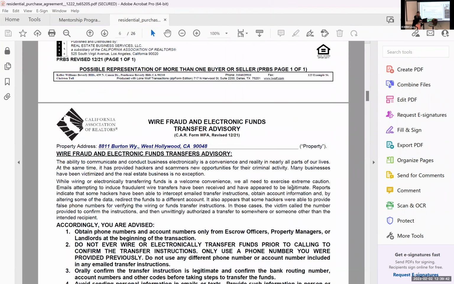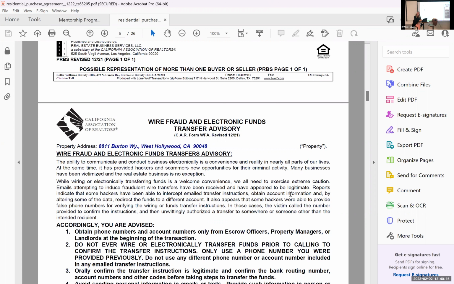Wire fraud and electronic funds transfer advisory. I will spend a moment on this one because this can seem very scary to a buyer, right? So what you want to explain to your buyer is, if we end up in escrow under contract, if we're lucky enough to have your offer accepted, not to worry. We will make sure that we verify the wiring instructions for the escrow company with the escrow officer directly. We will receive them in an email, and by law, the escrow company must send it in an encrypted email to make sure that it's secure.